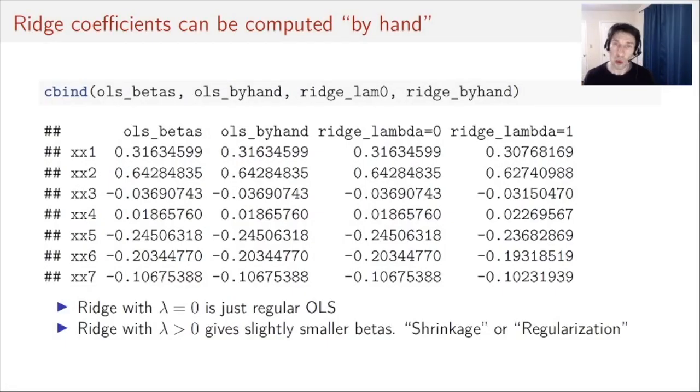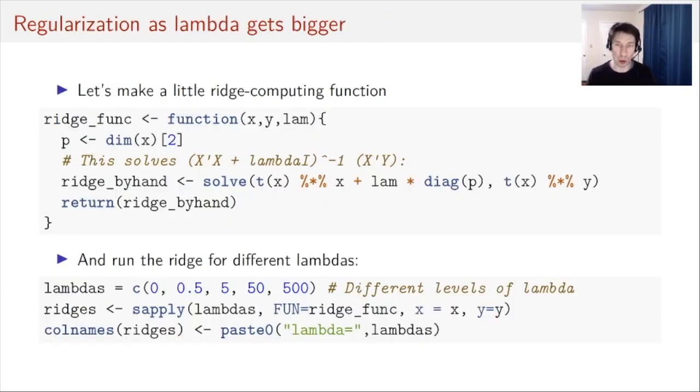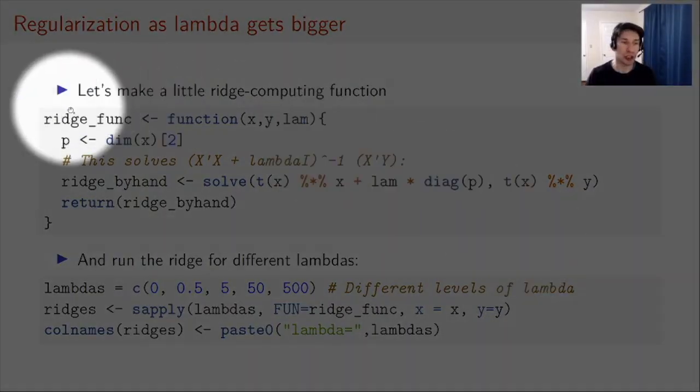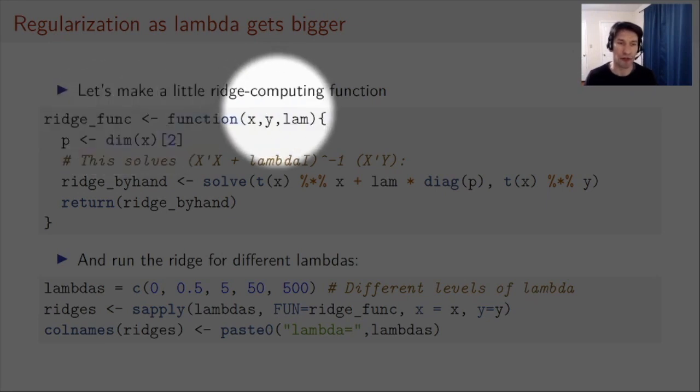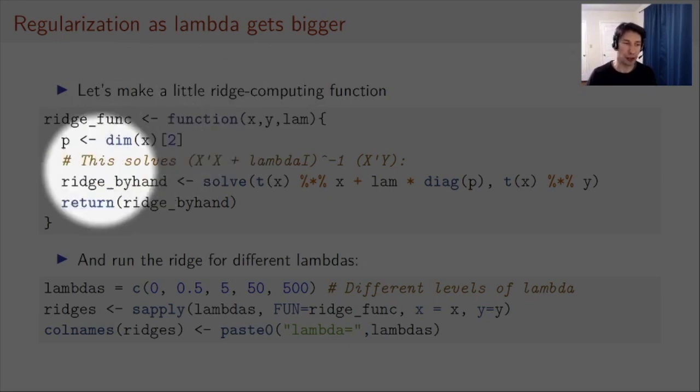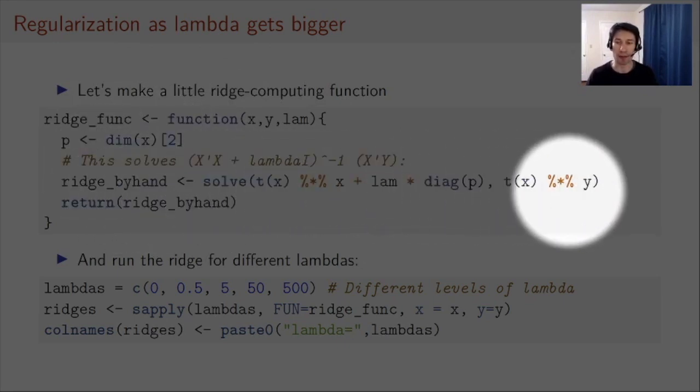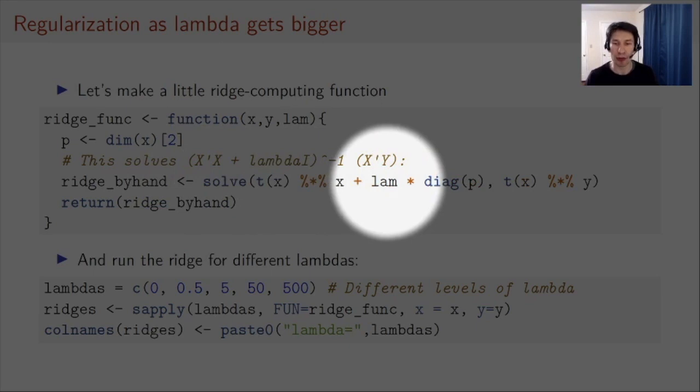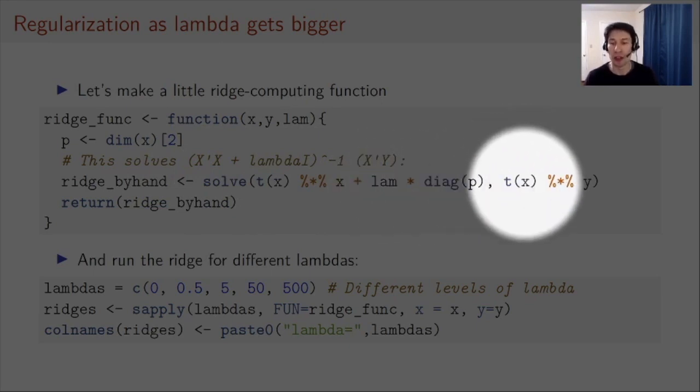So we've confirmed that ridge with lambda equals 0 is just a regular OLS, and that ridge with lambda greater than 0 gives slightly smaller betas. So this is the shrinkage or the regularization that we were expecting. So let's see how this regularization works over larger and larger values of lambda. So we make a little function. So this is just a function that we're going to call ridge func, and we're going to give it an x, a y, and a lambda. So for any value lambda, it will solve this x prime x plus lambda diagonal inverse x prime y.